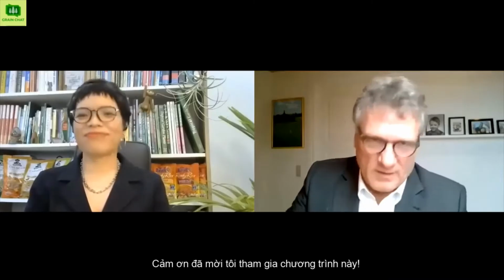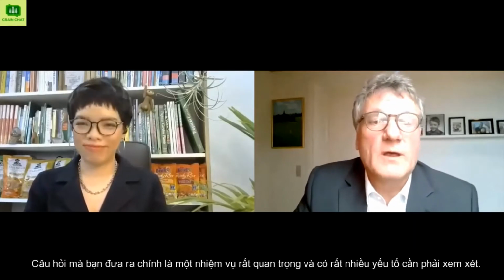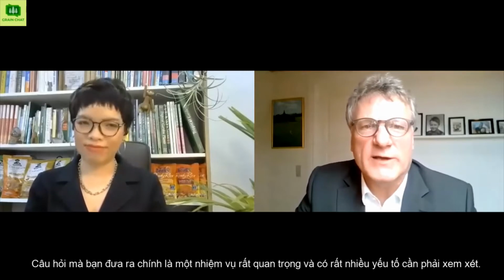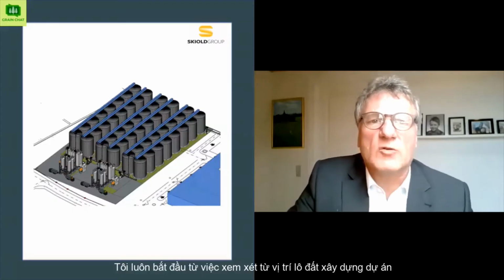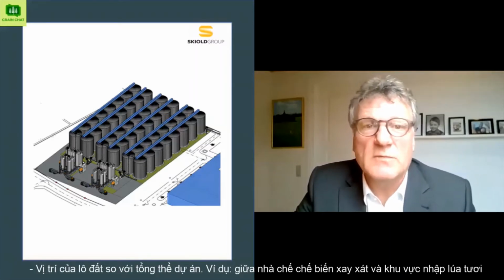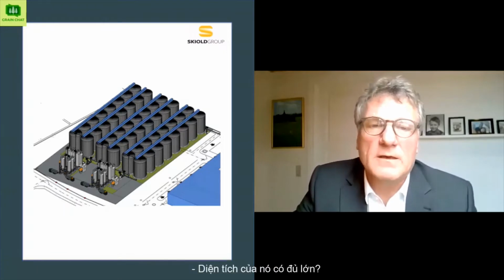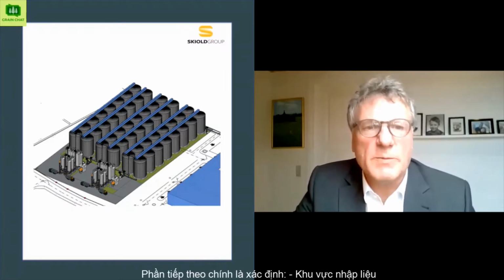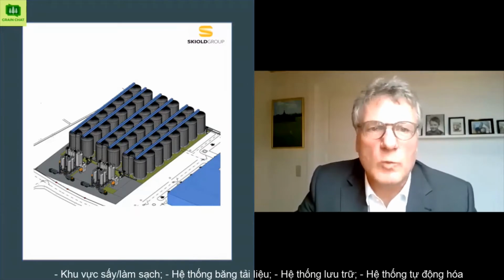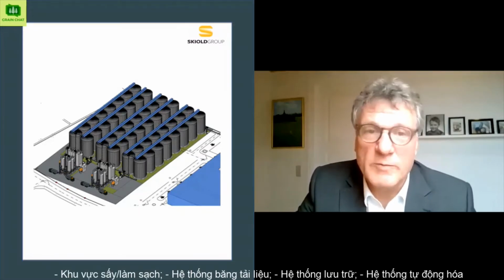I have a question for you. How do you design a well-balanced handling and automation system for a silo plant? Thank you for inviting me here. You bring up a very important task, and there are several factors that have to be taken into consideration. I always start by looking at the site. How is it located in relation to, for example, the rice mill and the receiving of paddy? Is it big enough? Next is to determine receiving, drying, cleaning, conveying, storage, automation.